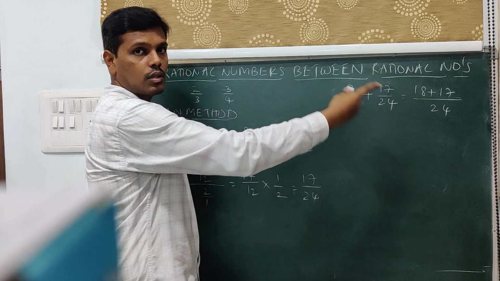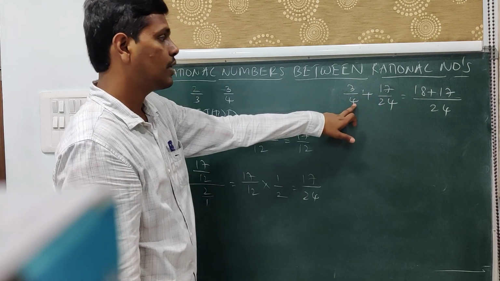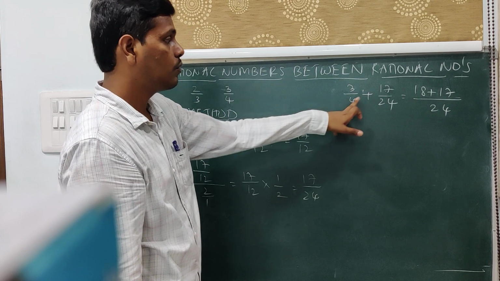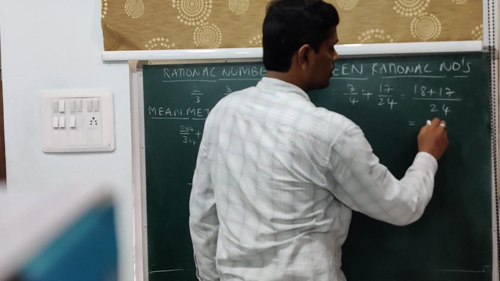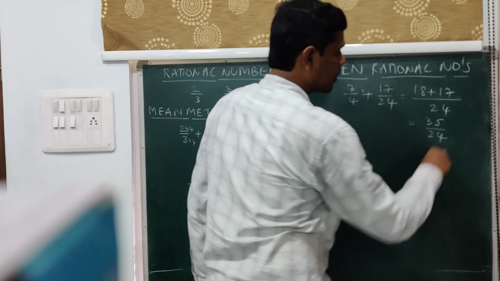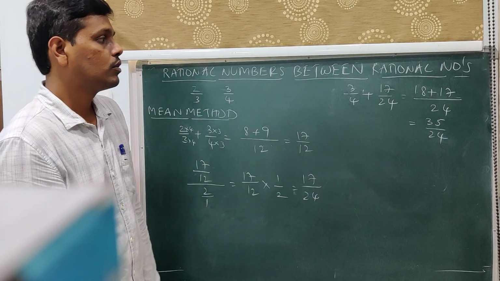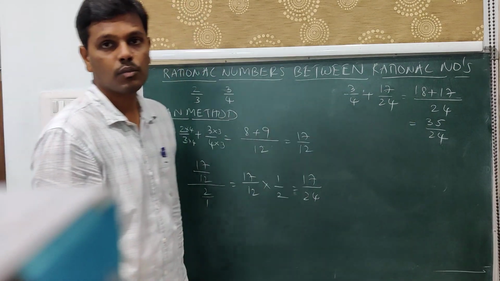That is, the LCM is 24. Whatever number you have in the LCM, you try to arrive at the same number in the denominator. 4 6s are 24, 3 6s are 18. So this is how much? This is 35 by 24. So 35 by 24 is the sum of the observations.